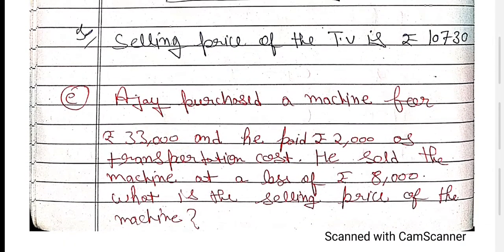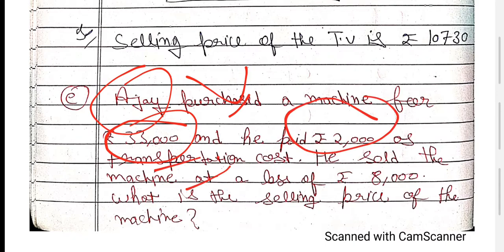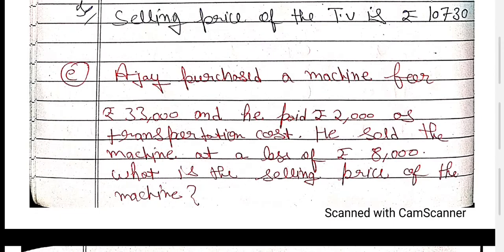Now part E. Ajay purchased a machine for rupees 33,000 and he paid rupees 2,000 as a transportation cost. Okay, there is a boy named Ajay. He purchased a machine for rupees 33,000, and when he purchased it, he had to bring that machine to his home. Then what did he do? He paid 2,000 for the transportation cost. Suppose he brought that machine in some vehicle, then he had to pay 2,000 rupees extra as a transportation cost. Now he sold the machine at a loss of this.